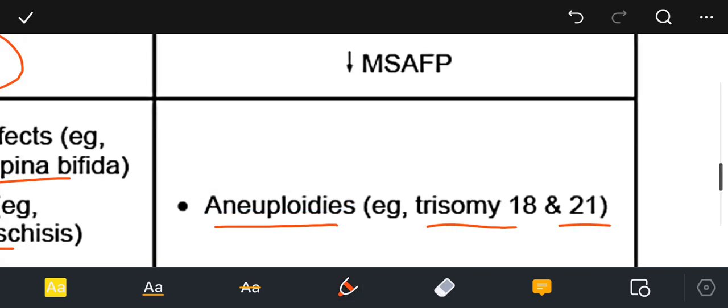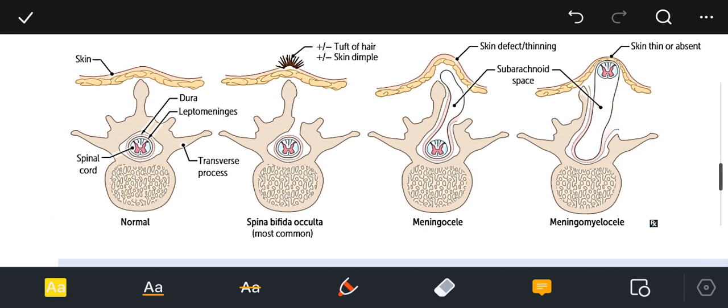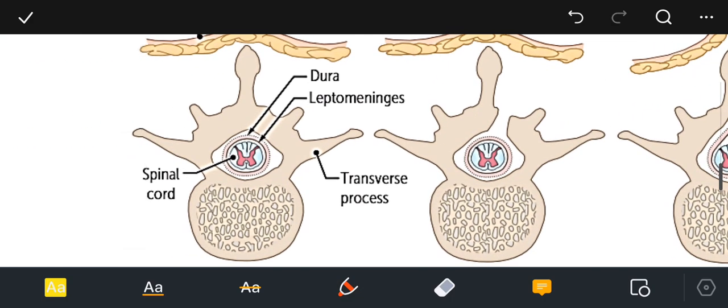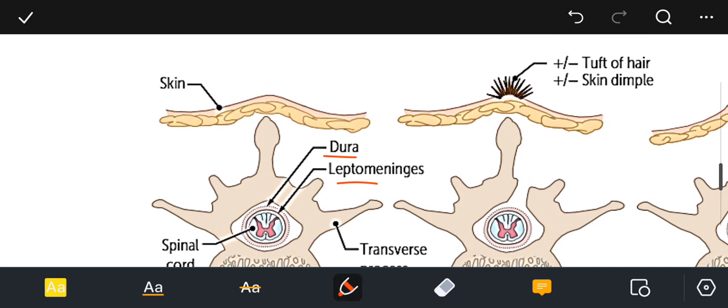Then let's move to the next point. Yes, these are different types of spina bifida. So this is a normal thing. In this normal thing, you can see that the vertebral arches are completely closed, and the spinal cord is surrounded by the dura mater and the leptomeninges, which are the arachnoid mater and the pia mater. Then we have the subcutaneous tissue, and over that we have skin, and everything is just right in its place.